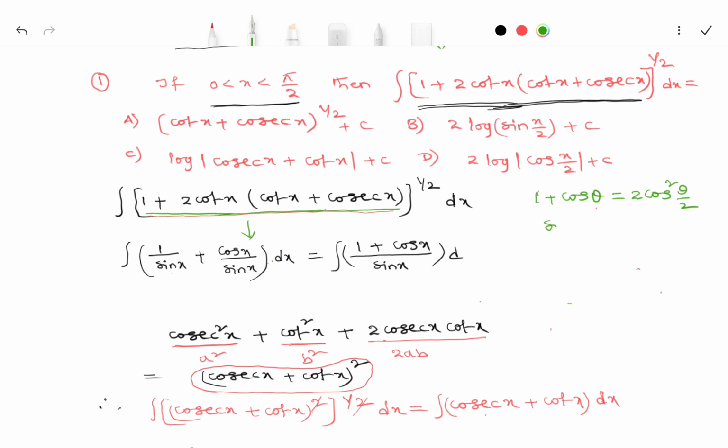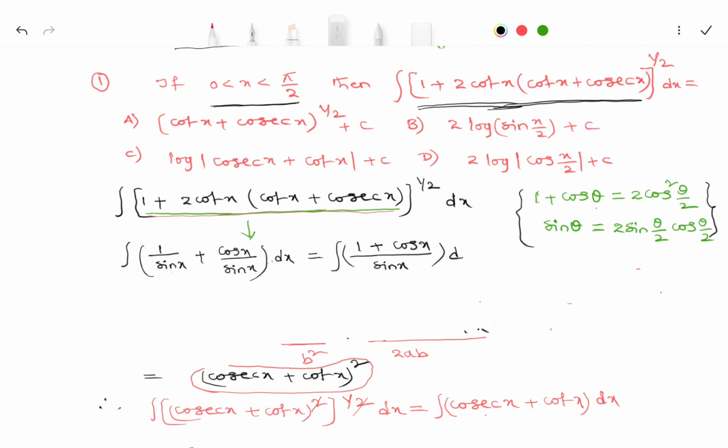And the sine theta value, how can you write it in terms of sine and cos? That will be 2 into sine of theta by 2 into cos of theta by 2. So this is one of the formulas in trigonometric multiples and submultiples. Now apply this formula here. If you apply this formula, look at this.